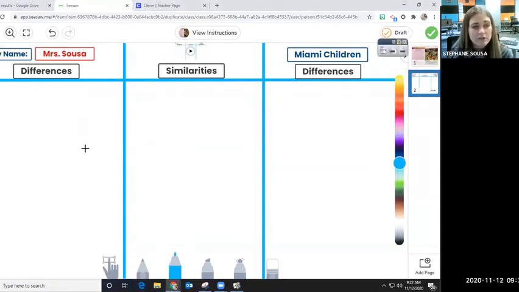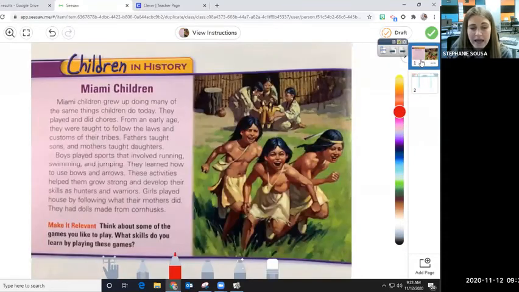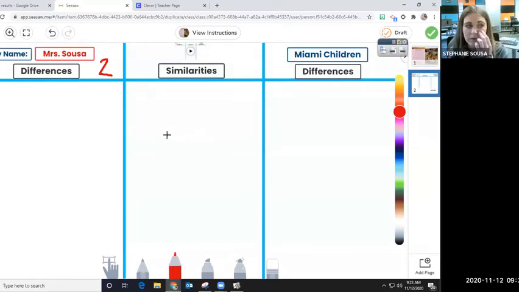I would like for you to find 2 ways that you are different from the Miami children. When you are finding ways that you are different from the Miami children, you are going to use the text as that evidence. So you're not going to say something like, my name is Sin-Q and their name isn't. That's not in the text, okay? So you're going to read the text and find something and be like, oh, that's different from my life based on the text. And we'll look at that example in a moment.